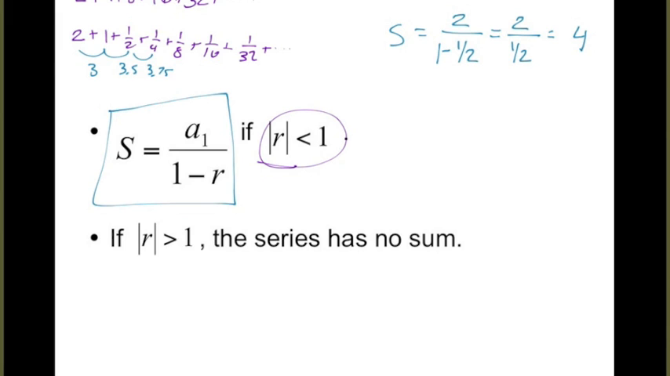You could do this formula on that first one, and it'll give you an answer, but it's going to be wrong. It just doesn't work. So you should only do this if our ratio is between -1 and 1. It can still be a negative ratio, but between -1 and 1. So always check your ratio before applying this formula.